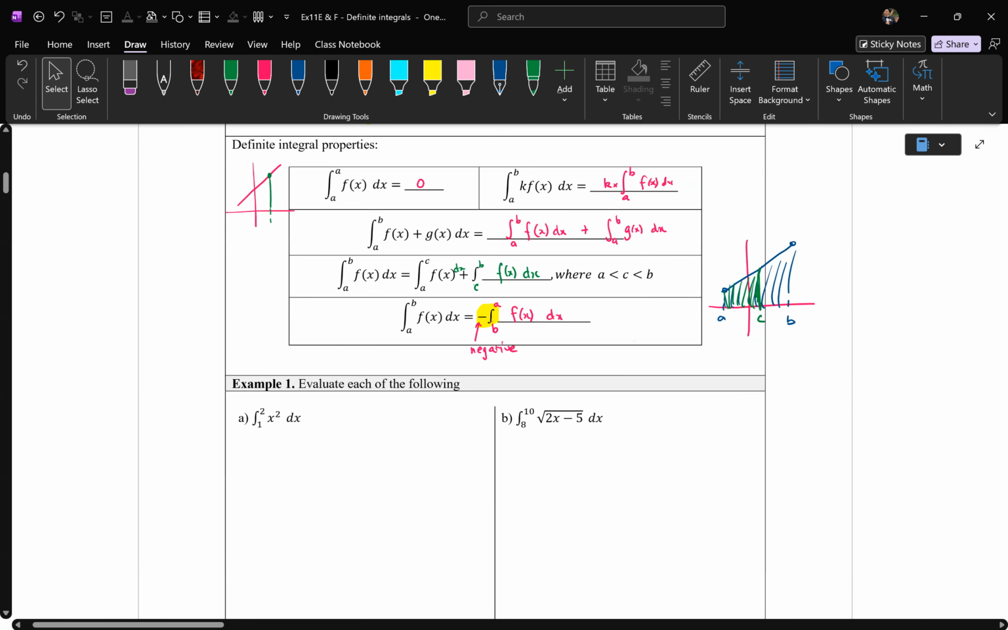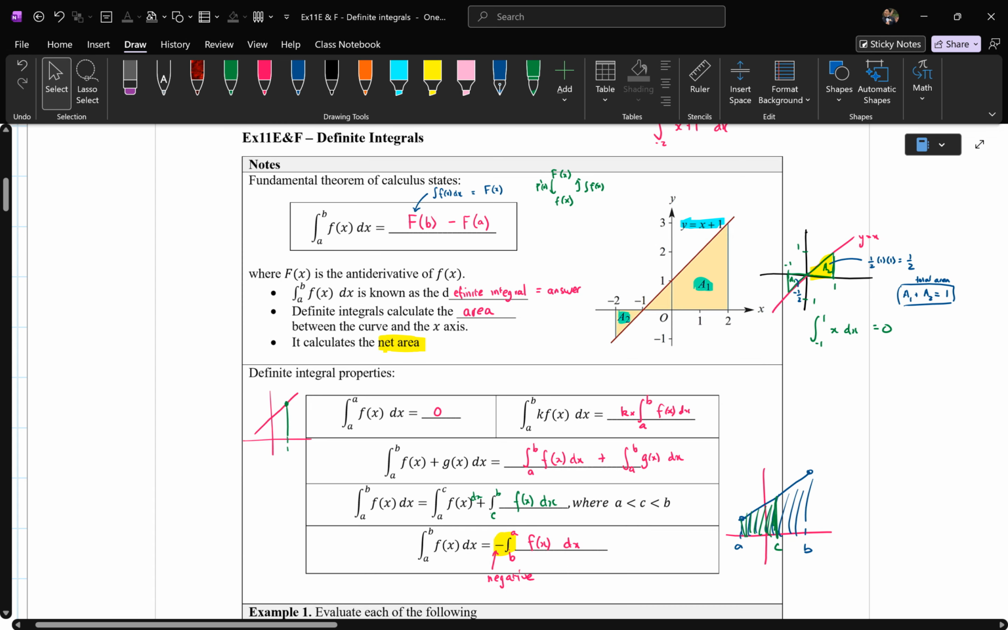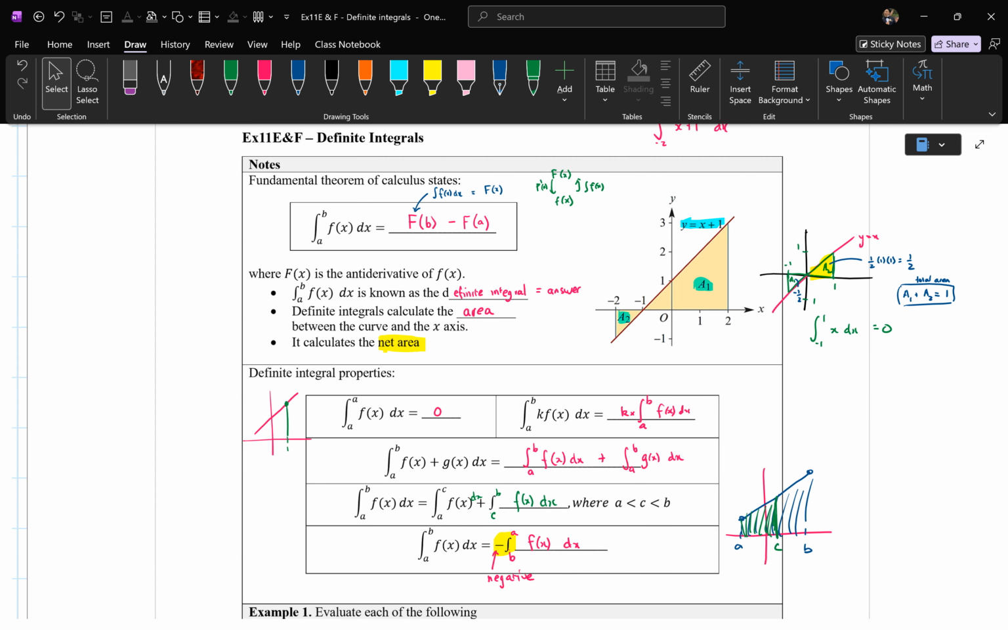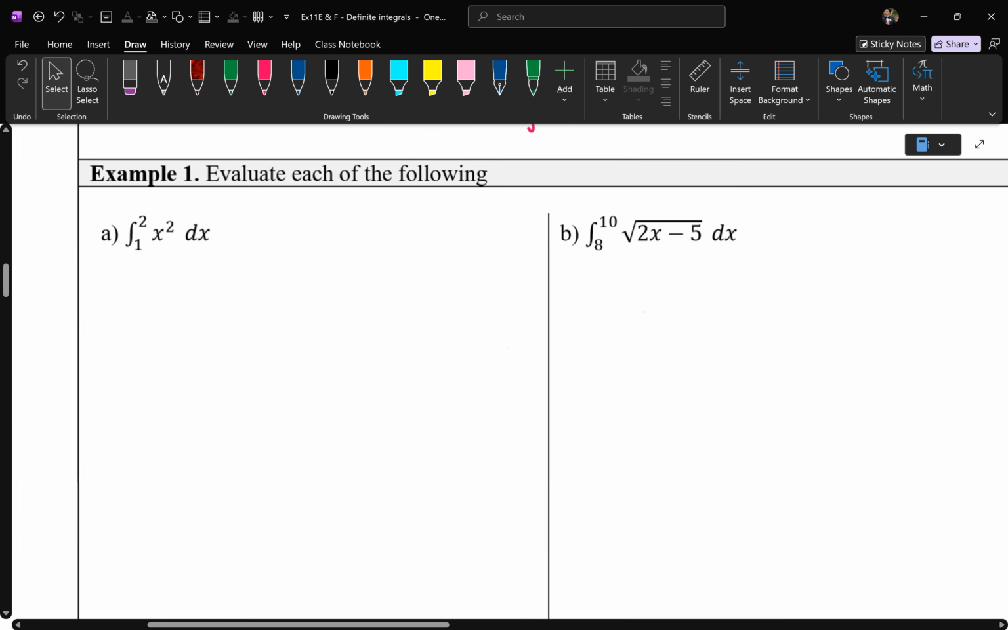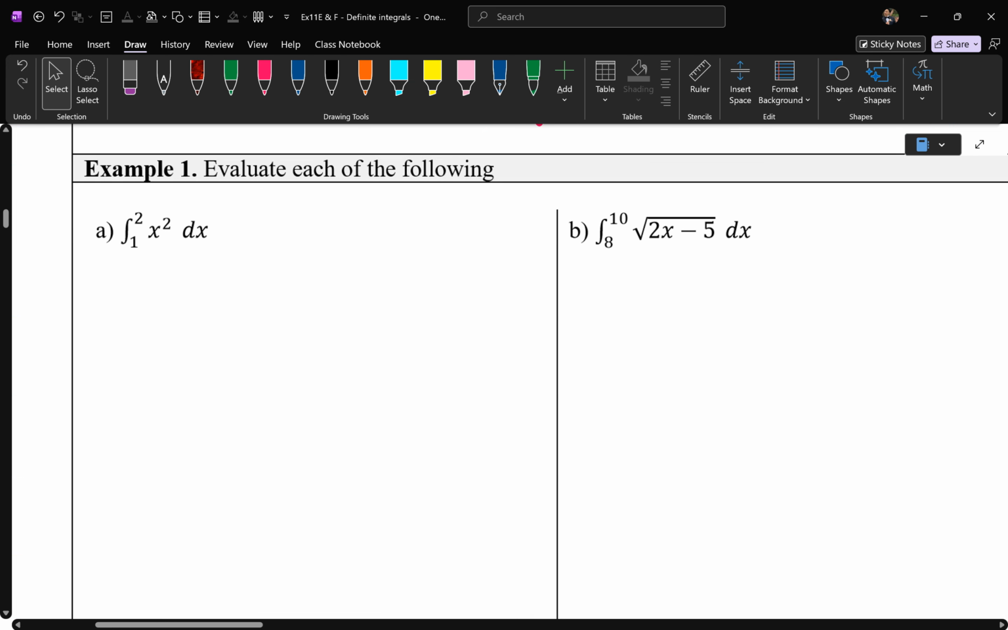So let's do an example now. Those are our properties. We've got an idea. Here's your fundamental theorem of calculus to find your area value. Let's practice indefinite integrals and then how to apply them into definite integrals. Here we go. Let's do a simple one. I'm going to do example 1a just to get those who are new to this to start off with.